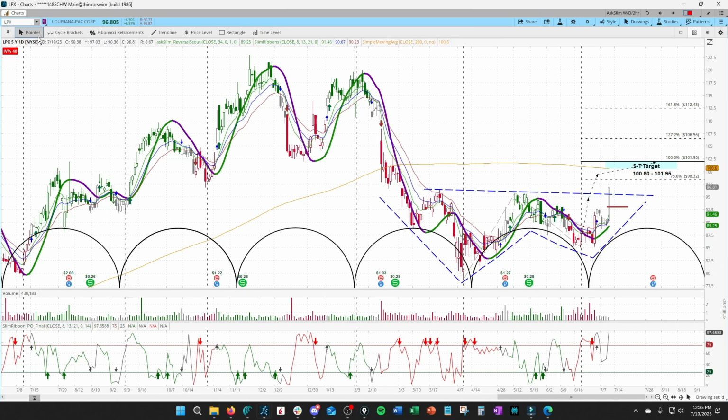How long is this daily cycle? Let's take a look at it. Right around 50 bars, right? Over 2 months. So this move is likely just getting underway. So then it's all about figuring out actually using your entry tactics to get involved here.